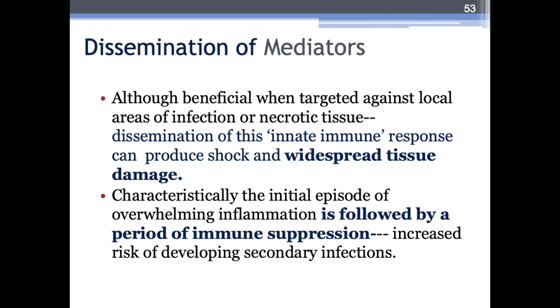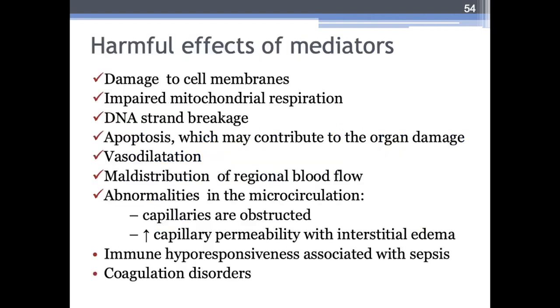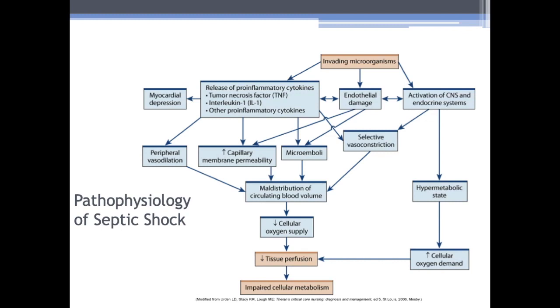What are the most harmful effects of mediators which lead to damage of inner organs? First of all, it could be damage of the cellular membrane, and it's very close, according to the mechanism, to hypoxic damage of the cellular membrane. But also, we can see impaired mitochondrial respiration, DNA strand breakage. Sometimes it could be apoptosis, which together with necrosis contributes to damage of the inner organs. Also, we will see immune hyporesponsiveness and coagulation disorders.